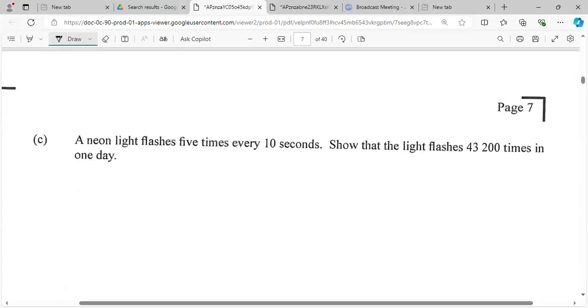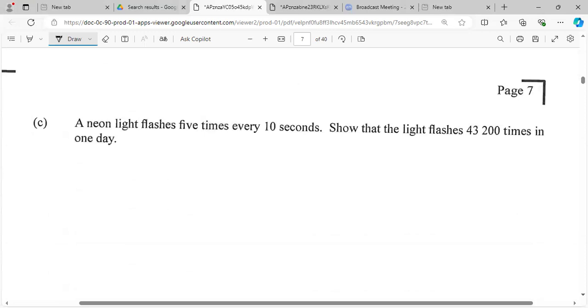Alright. A neon light flashes 5 times every 10 seconds. Show that the light flashes 43,200 times in one day. Alright, so it says flash 5 times. You guys always write down the information and have it in front of you, alright? Sometimes just reading it alone, I tell my prep students this, you're not going to get the full understanding.